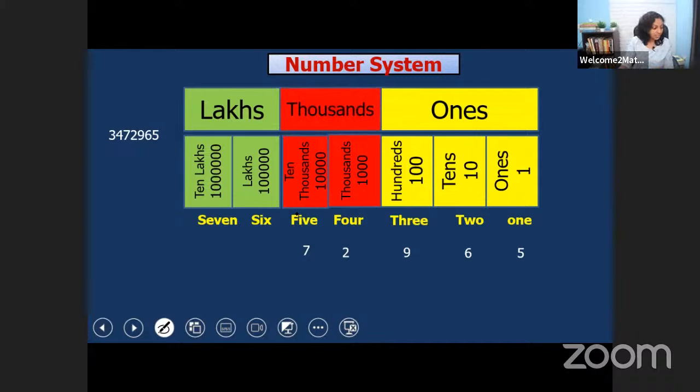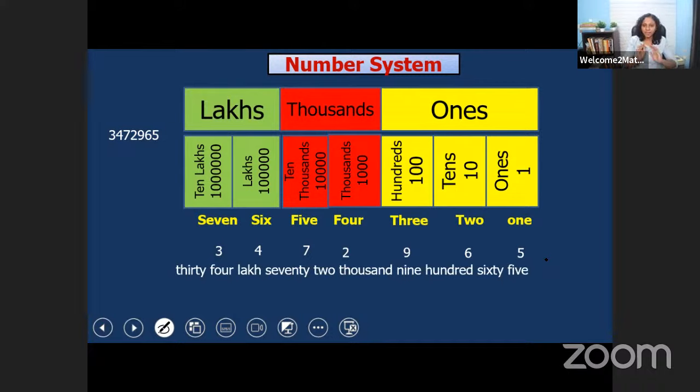Now let's take the next digit, and that is 4. And 4 is at the lakhs place. Whenever you have a 6-digit number, it goes up to the lakh place, so we write from the lakh place. Now let's take the last digit, and that is 3. And 3 is at the ten lakh place. So we put the number in this way: 34 lakh 72,965.